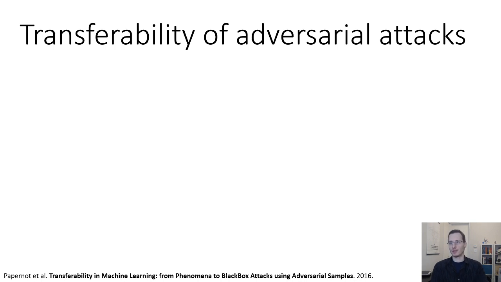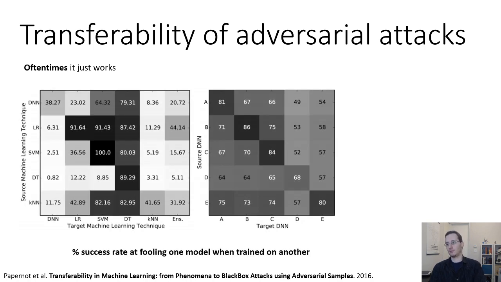Okay. Now let's talk a little bit about transferability of adversarial attacks. If you construct an adversarial example for one type of model, will it also be an adversarial example for a different type of model? Oftentimes, transferability just works. And so this is a plot from a paper called Transferability in Machine Learning, from phenomena to black box attacks using adversarial samples. What these matrices are showing are what happens if you train an adversarial example for one type of model and then evaluate it on a different type of model.